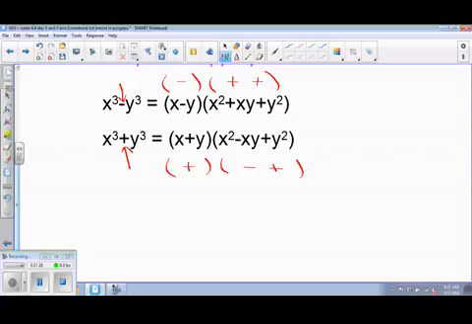This is the same as this. This one's going to be the opposite of the original. Same, opposite, always positive. The first one will be the same as the original. The second one will be the opposite of the original. And the last one will be always positive.